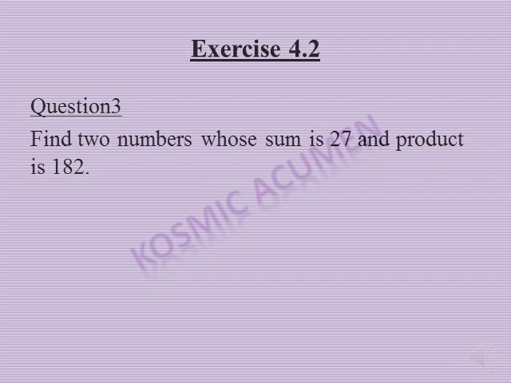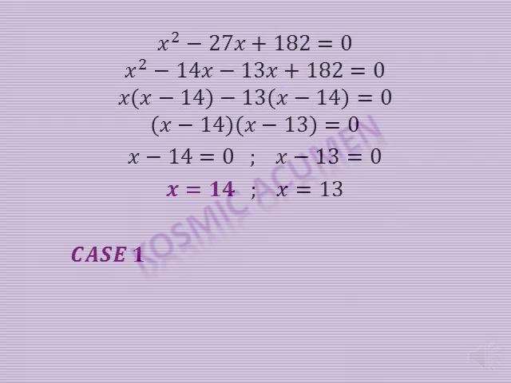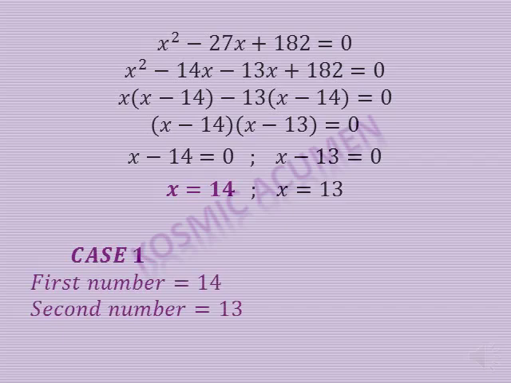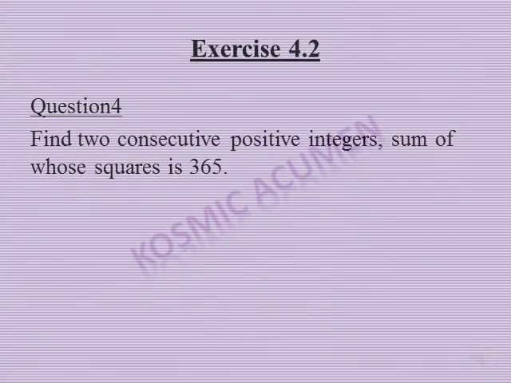Now looking at the question again, here we had to find the two numbers and we had assumed the first number to be x and the second to be 27 minus x. So two cases are possible. Case 1, when x is equal to 14. In this case, the first number will be x, that is 14, and the second number will be 27 minus x, that is 27 minus 14, which is further equal to 13. And the second case will be when x is equal to 13. Here the first number is equal to x or 13 and the second number is 27 minus x or 27 minus 13, which is equal to 14.